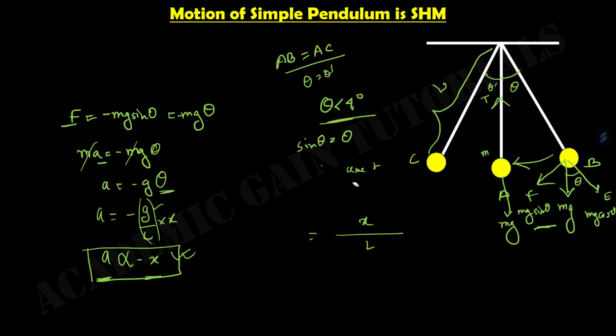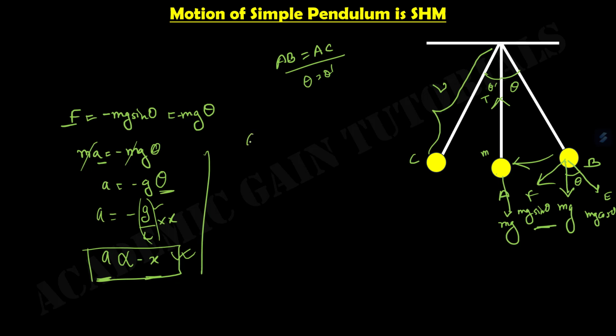Now coming back to our main point, where we find out that our a is actually minus of g by L into x. Now we'll derive a formula for our simple pendulum. In our previous video we saw that a is actually equal to minus omega square x. So instead of a, I can write minus omega square x equals minus g by L into x.